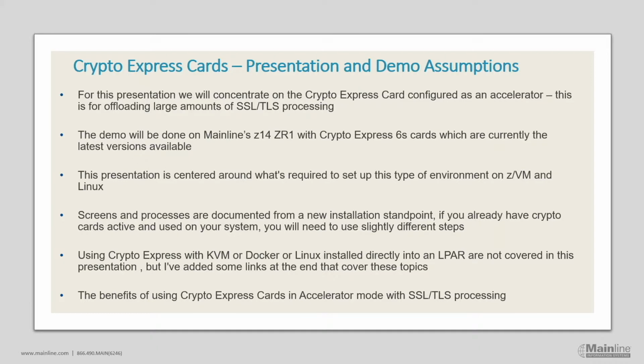If you have existing cards or you want to change card type, for example, change it from a coprocessor to an accelerator, you'll have to use slightly different procedures. Some of these procedures are disruptive to the card, so you'll have to be careful there. I haven't mentioned much about setting these up to be used with KVM or Docker. I have left you some links, though, on the reference chart that should point you in the right direction, at least to get you started if you want to look at using these cards in those environments as well.